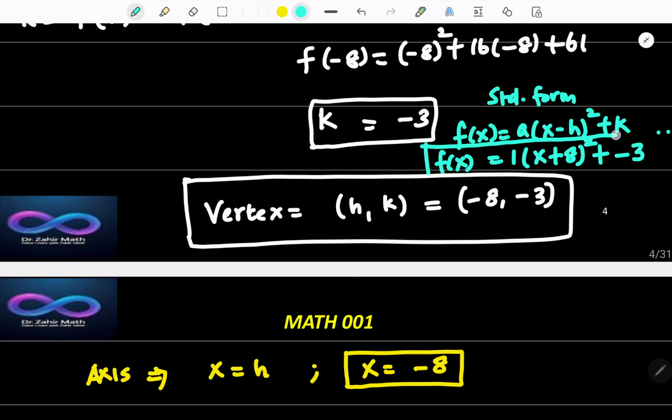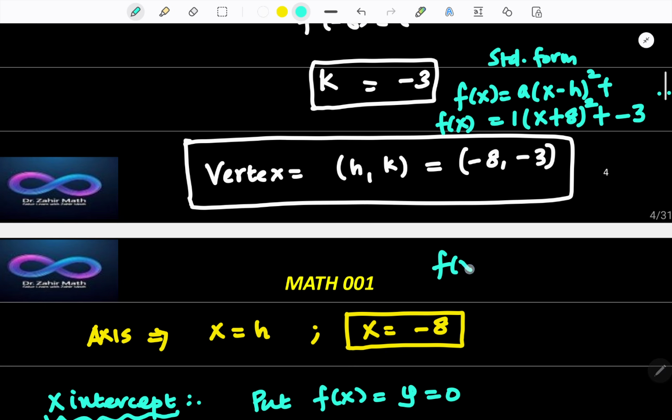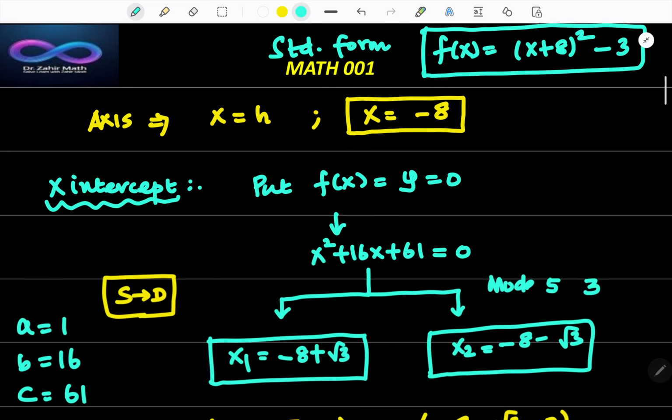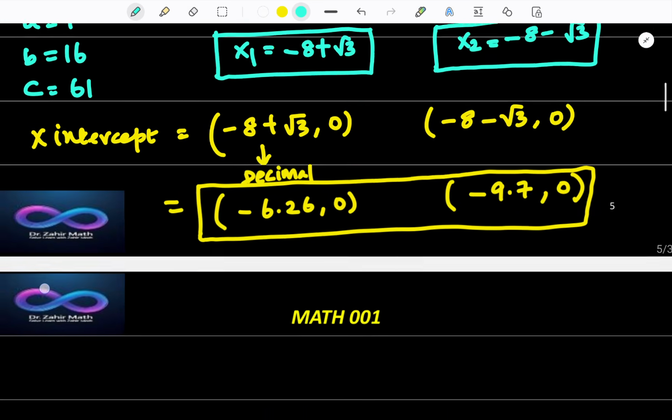Let me make a neat box so that it will be very easy for you. Can I write one more step here, standard form? So f of x is equal to x plus 8 the whole square minus 3. Let me box this one. This is standard form. Standard form is ready, vertex is ready, x-intercept is ready, axis is ready. The only thing is, we need to do the sketch.